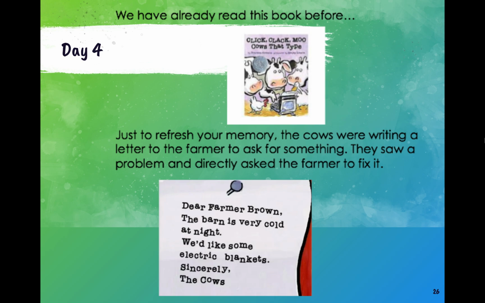So here's an example of what the cows did. They wrote a letter to the farmer, and they wrote, "Dear Farmer Brown, the barn is very cold at night. We'd like some electric blankets. Sincerely, the cows." As you can tell, the cows wanted an electric blanket. That means a blanket that has a heater in it. So if the cows wanted that and the person that can fix that is the farmer, they wrote directly to the farmer.